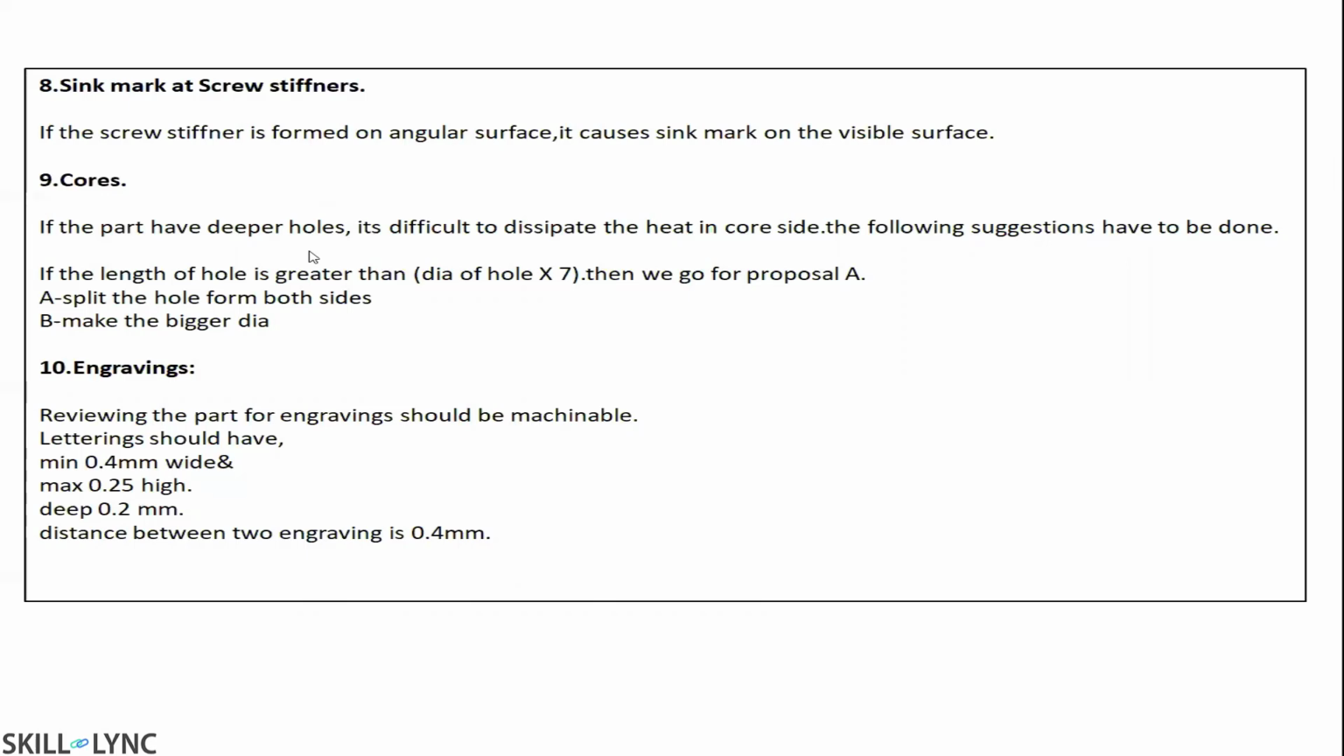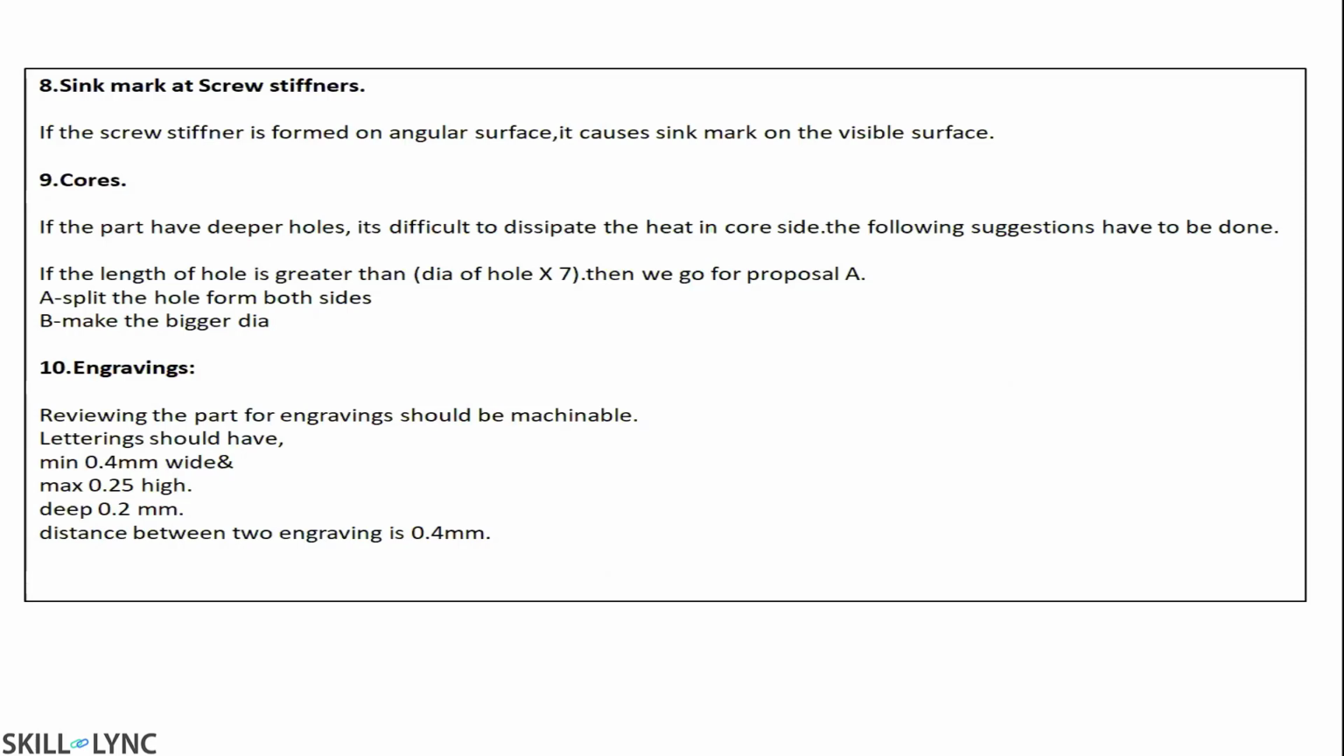Coring and engraving. The length of the hole is usually 7 times the diameter of the hole. If the length of the hole inside the plastic part is more than this criteria, then we need to split the hole. You've seen the hole in the bosses, right? We can split the hole into both sides.